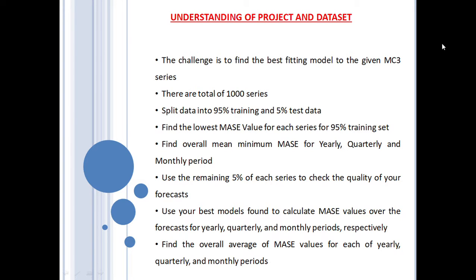We need to find the lowest Maze value for each series for that 95% training set, which is basically divided into yearly, quarterly, and monthly periods. We need to find the overall mean minimum Maze for these periods and use the remaining 5% of each series to check the quality of our forecast. We use our best model to calculate the Maze values over the forecasts for yearly, quarterly, and monthly periods respectively, and finally find the overall average Maze values for each of them.